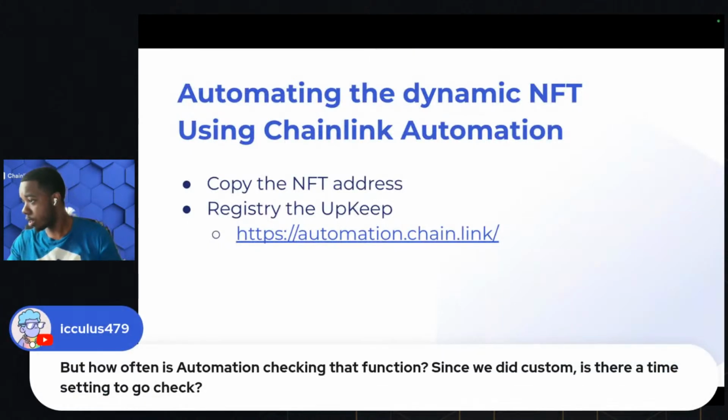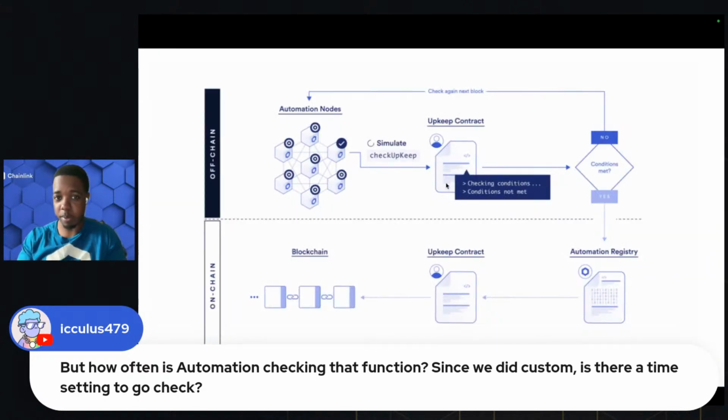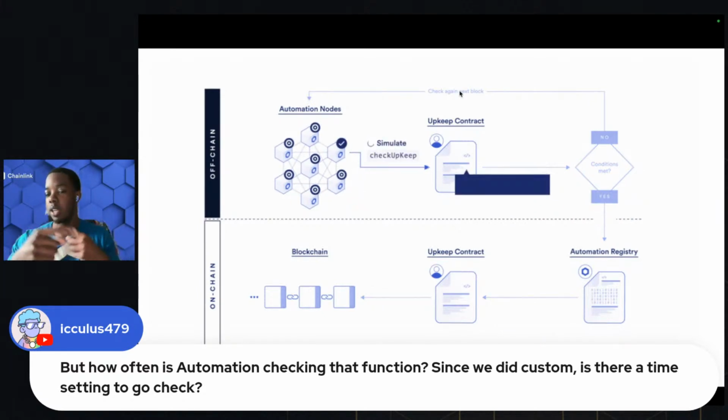Any more questions? How does Chainlink Automation know to check? Let's see this question. Oh, how often is automation checking that function? Yeah. So Chainlink Automation. Let's go back to this page that we had here because it shows it very nicely. This is what check upkeep looks like, and you'll see here that it's actually checking it every block. So every block that goes by, it's going to do this check upkeep.